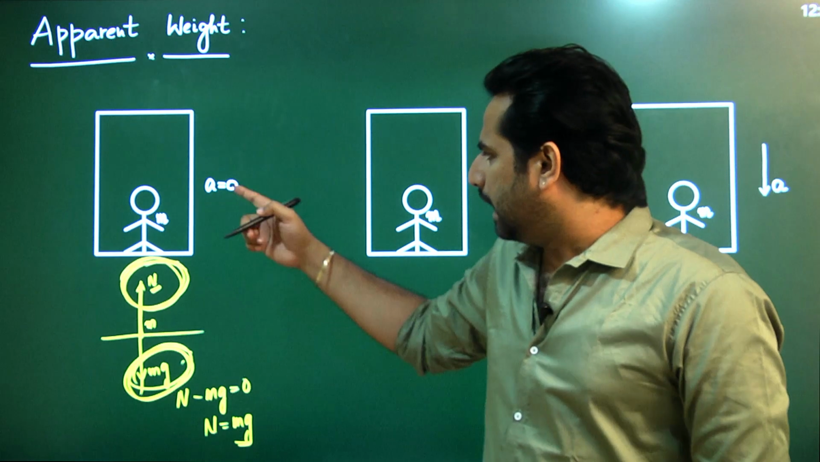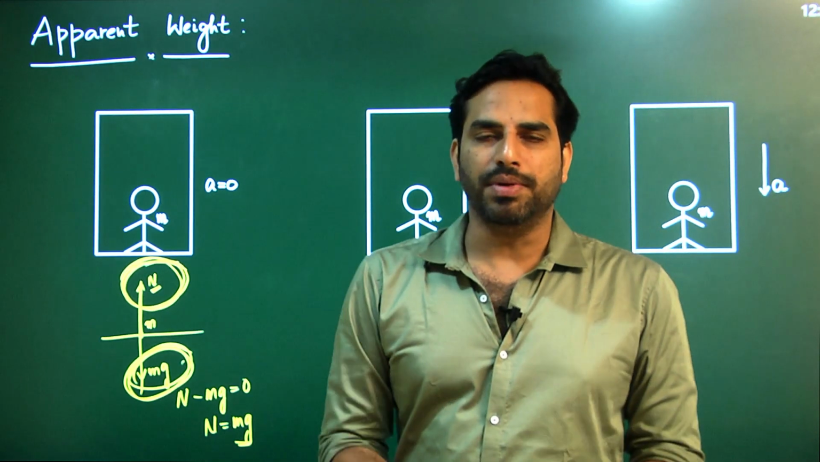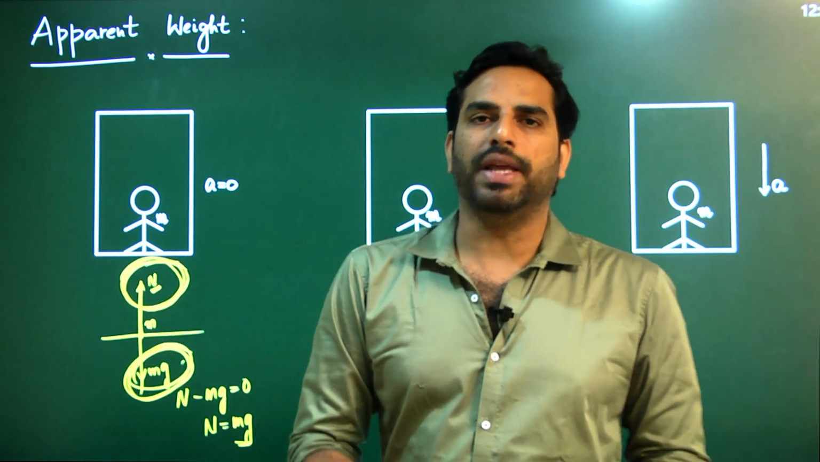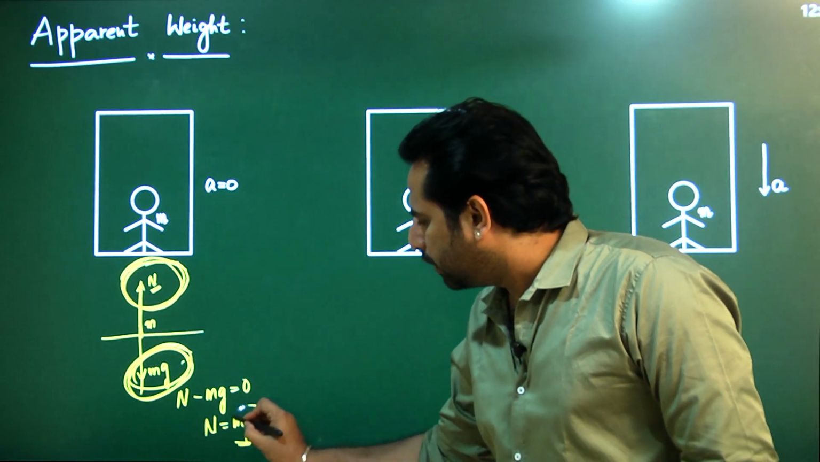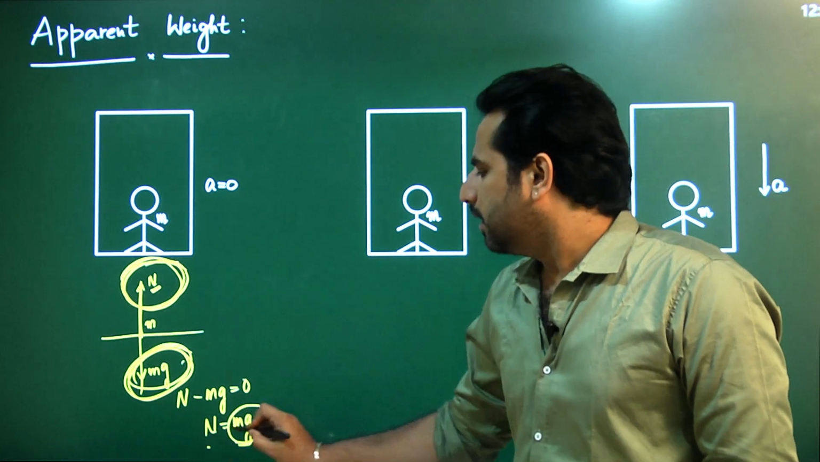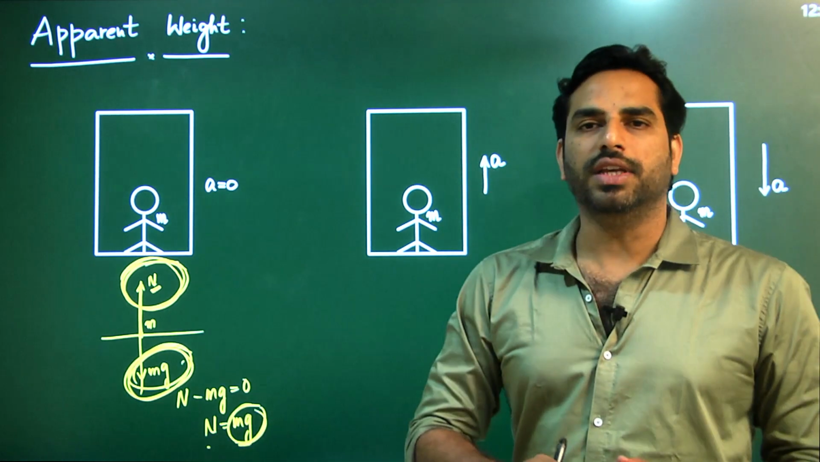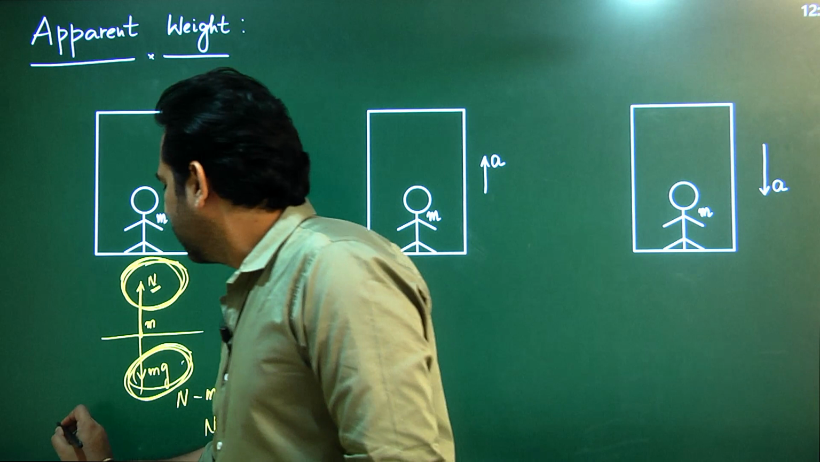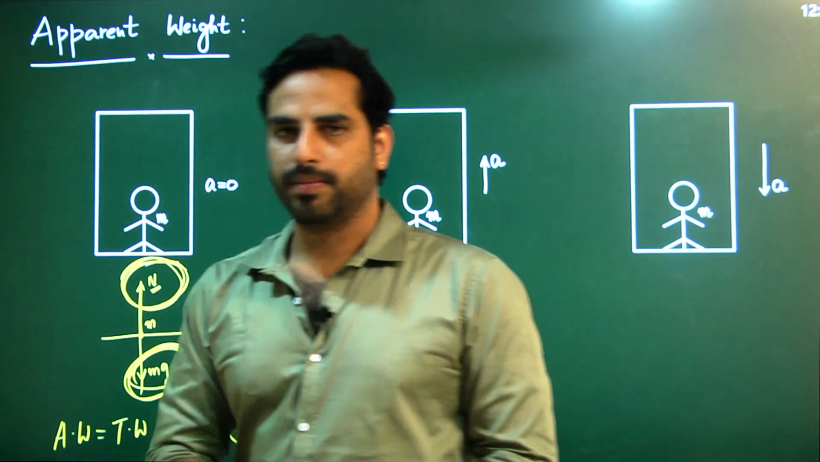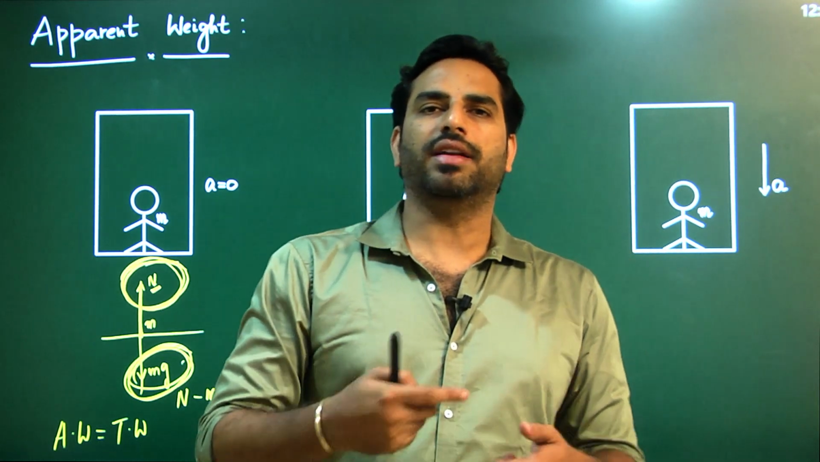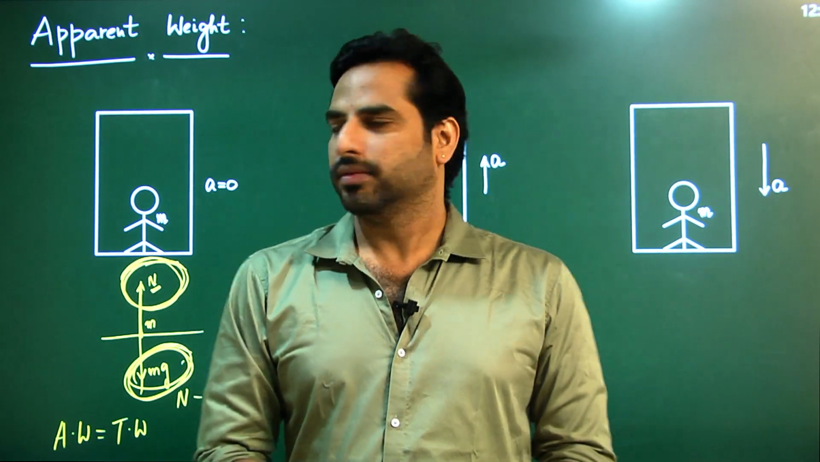In this case, if the elevator is at rest, or if you are simply standing on a weighing machine which is placed on the ground at rest, in that case N happens to be equal to mg. Apparently the weight measured by the weighing machine is equal to your true weight. So I can say that in this case apparent weight is equal to true weight. So you are getting here the exact reading of your mass.